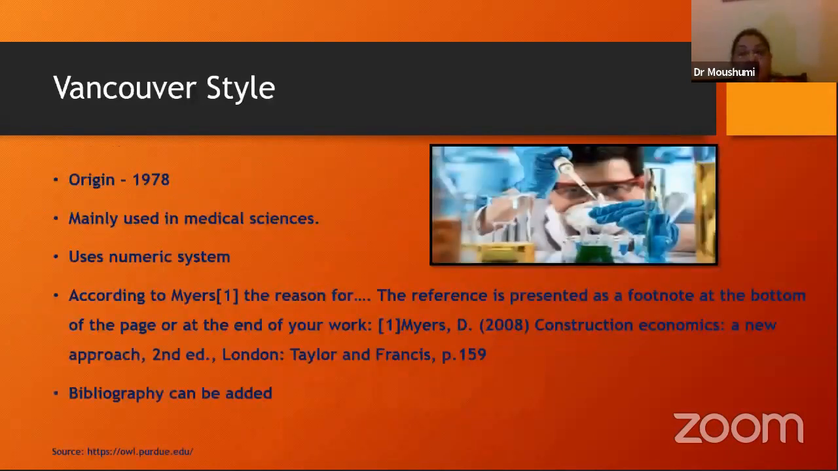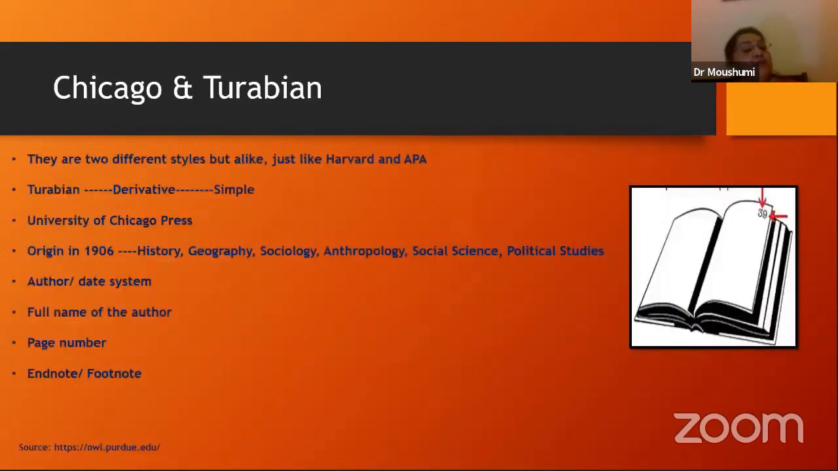We have Vancouver style. Vancouver style originated in 1978, and it is mostly used for medical sciences. Vancouver style has a style of its own. It uses a numeric system. Take, for example, you're writing a literature review. There you write Mayor and put a superscript of 1, and then you go back to the reference list, and there you write 1 and write down the full citation. In this case, a bibliography can be added. We have the Chicago and Turabian systems. They are two different styles, but they are very alike, just like the Harvard system and the APA system are very alike.